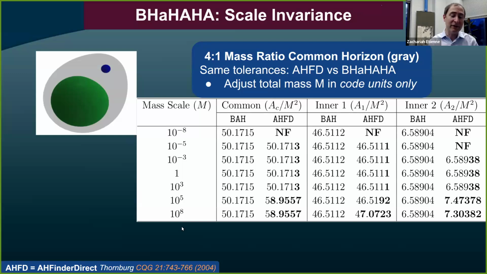From 10 to the minus 8, spanning 16 orders of magnitude, Baja is giving you, for the common horizon, the same area. Same with inner 1 and inner 2 horizons. HFinder Direct, though, I was not able to, I swear I tried, I wasn't able to get it to find a horizon at the smallest mass scales. And at the largest mass scales, it seemed to converge to the wrong value. But you can see it at the standard, total mass equals 1 scenario. They agree very, very well between Baja and HFinder Direct.